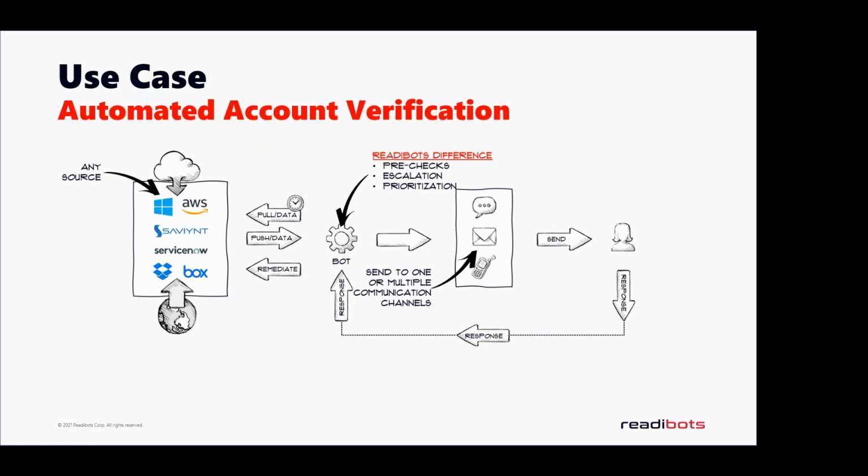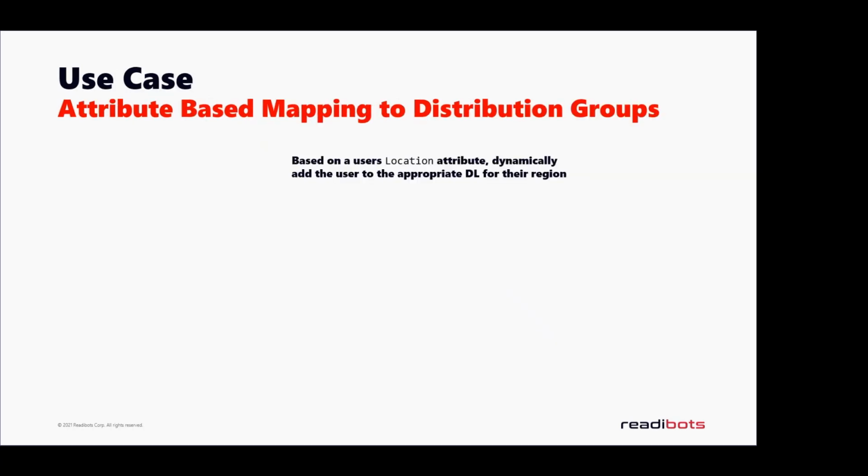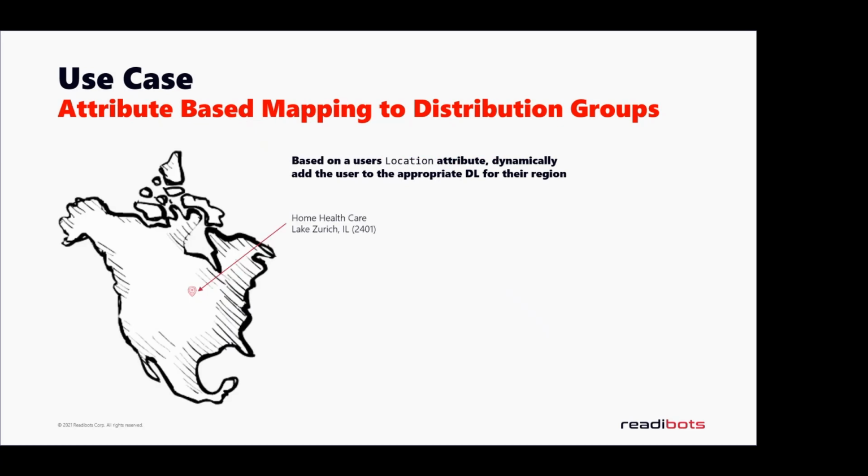And so we build solutions that allow them to pull the data out, put some logic inside of there, even do things like pre-checks and have escalations and prioritizations, send it out through our multiple communication channels, whether it's Teams or email or SMS, get the response, and then take care of the remediation if there's anything inside of there. Other pieces where we need to provide them a mechanism where we can automatically add people to groups and DLs based upon attribute information.